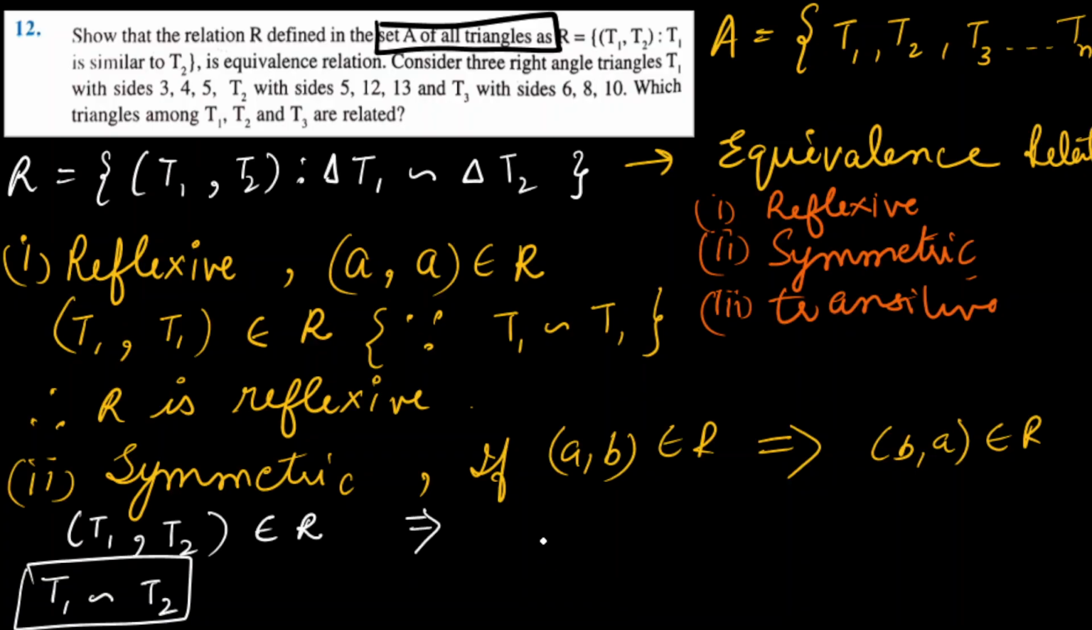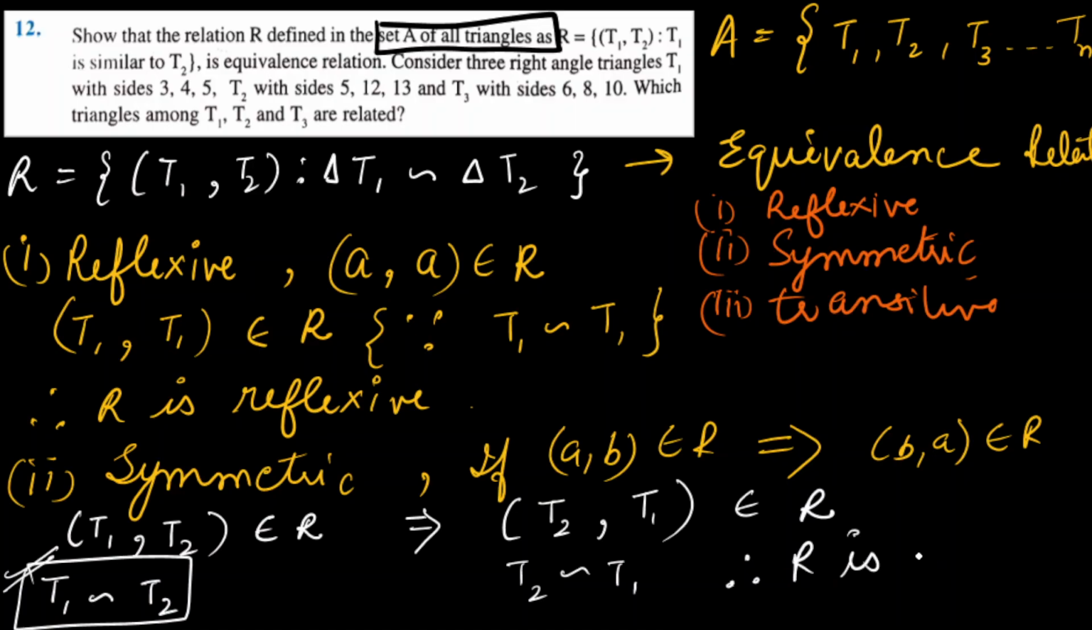So it implies that if I change their places, T2 here and T1 here, still they are similar, because we already got from the first part that these two triangles are similar. So this ordered pair will also belong to relation R, because T2 will be similar to T1. If T1 is similar to T2, changing their places doesn't matter; they will still be similar to each other. Therefore R is symmetric. Now we have proved the reflexive and symmetric parts.